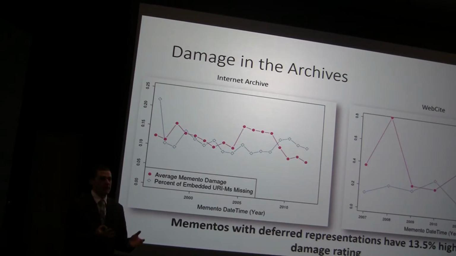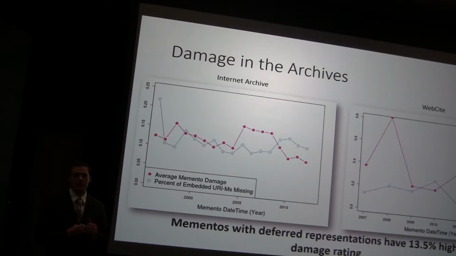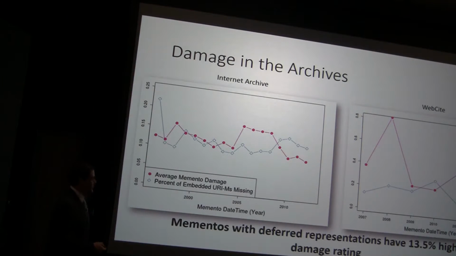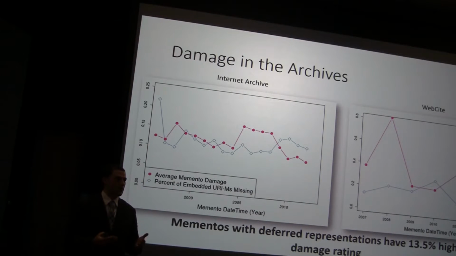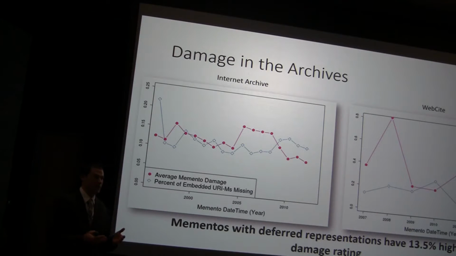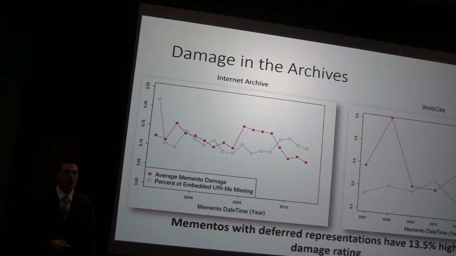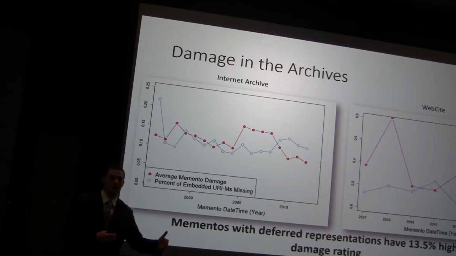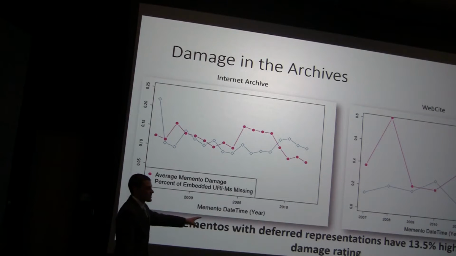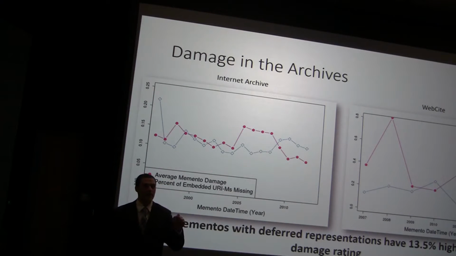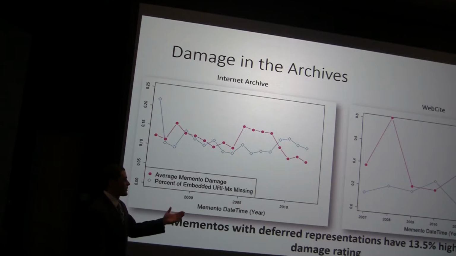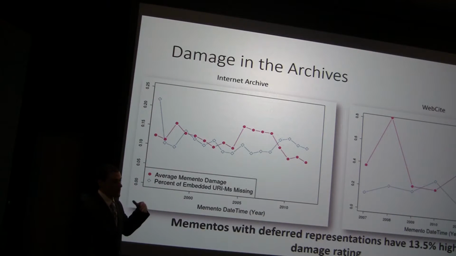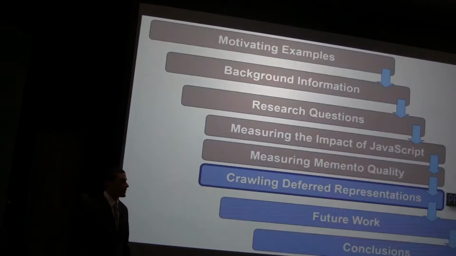So using our newly minted damage metric, we decided to measure over time the quality of mementos in the Internet Archive and website. And what we noticed was there was a spike around 2005 in the damage rating that we were measuring. And in 2005 is when JavaScript and Ajax were made popular to load embedded resources. So we decided to measure the difference between non-deferred and deferred representations in the archives and showed that deferred representations have a 13.5% higher damage rating than their non-deferred counterparts, showing that these missing embedded resources caused by JavaScript are actually having a very negative impact on the archives.